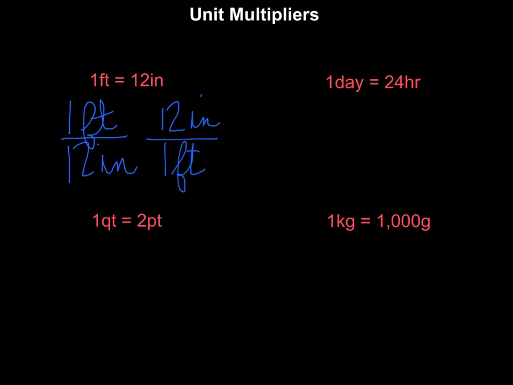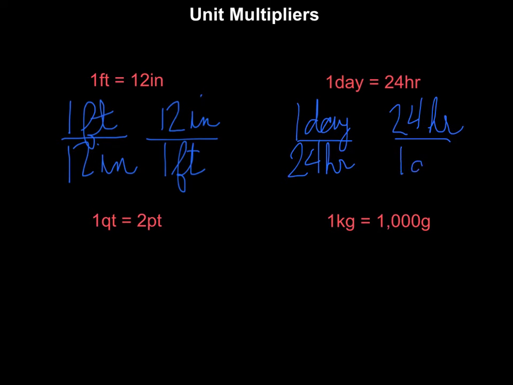The question you have to ask yourself about unit multipliers is: are the numerator and the denominator the same amount? So 1 foot, 12 inches, are they the same amount? Yes, so that is a unit multiplier. And so if we do the others here, I'll have 1 day over 24 hours and 24 hours over 1 day.